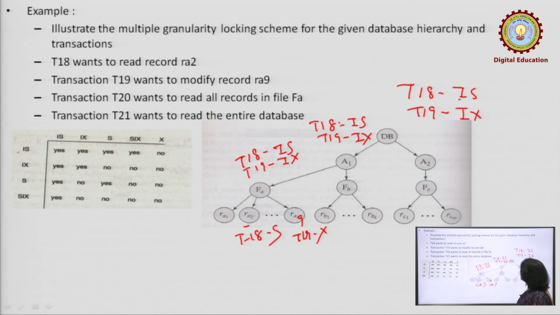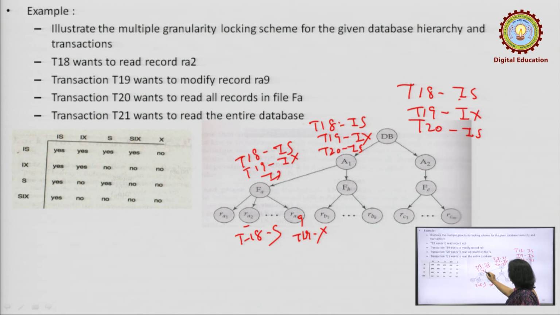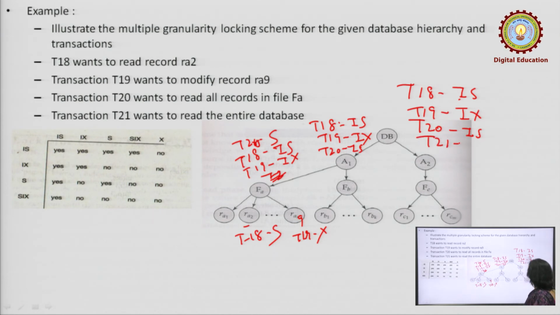Next, transaction T20 wants to read all the records in the file FA1. So, what T20 does is IS, T20, IS and T20 wants to read all the records here. So, it is shared mode. T21 wants to read the entire database. So, what T21 does is it applies a shared lock over here.